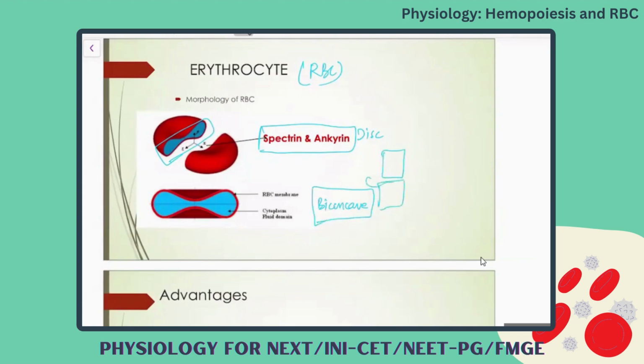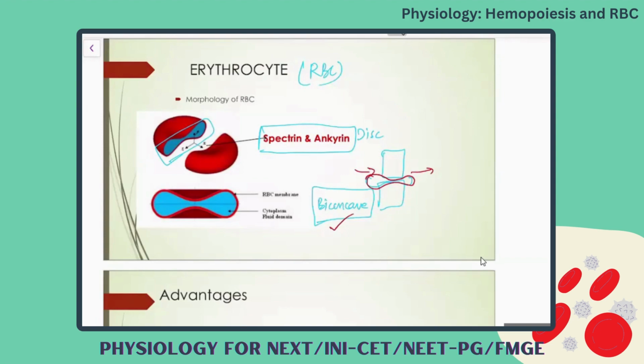The main peculiar feature of this biconcave shape of RBC is, see, this is the cell. Because of this biconcave shape, the RBC can easily penetrate from inside to the outside. So the biconcave shape of the RBC lets it move from one side of the cell to the other side. That is one of the most important significances of the biconcave shape of the RBC.